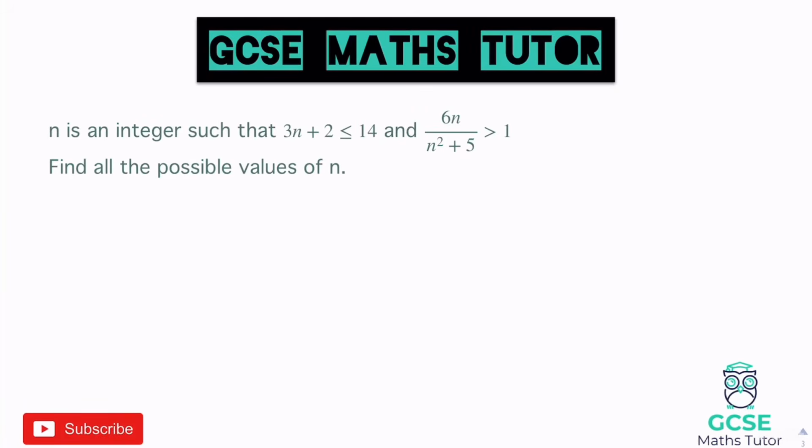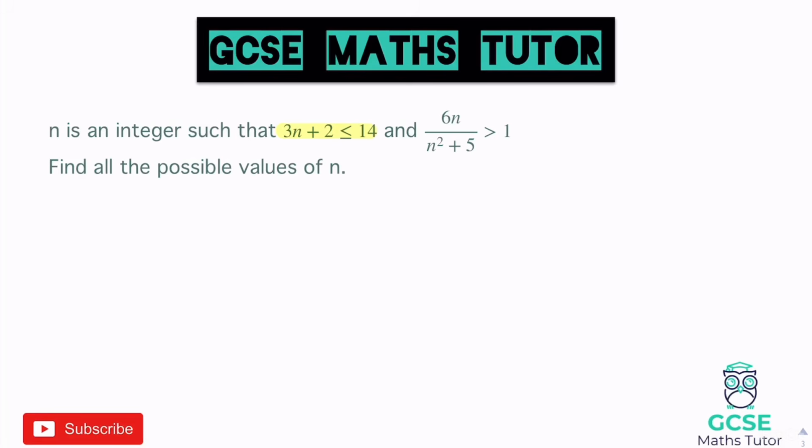Okay, so this question says n is an integer such that 3n plus 2 is less than or equal to 14, and then we've got this fraction here, 6n over n squared plus 5 has to be greater than 1, and it says find all the possible values of n. Now to start with, there's quite an easy element to this, and that's solving this inequality here. That's just a nice little linear inequality.